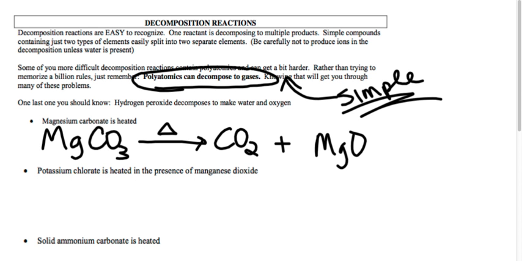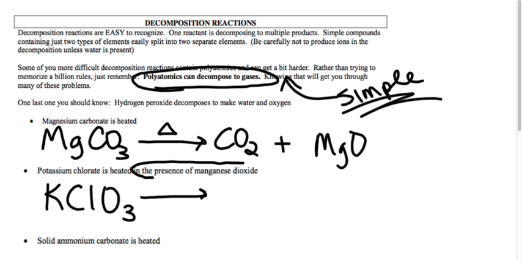Okay, potassium chlorate is heated. Now, this term "in the presence of" implies a catalyst. What's a catalyst? It speeds up the reaction, but isn't part of the reaction. So you don't have to write it down at all, but if you have to, you can put it on the arrow, but it's not required. They might say "in the presence of," and you know it's a catalyst, but you're not going to have to ever indicate it.